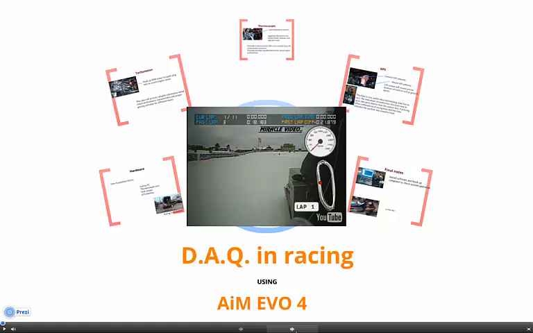Each track will yield a unique data profile collected by the DAQ system. The data can be recalled to serve as a base as you make initial setups during the following racing season.